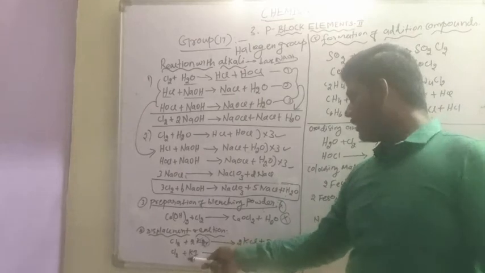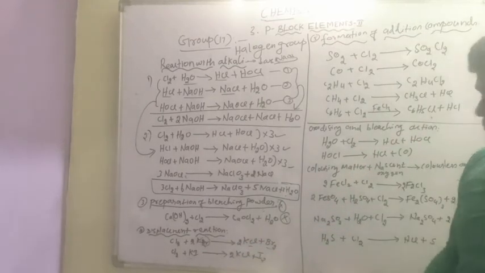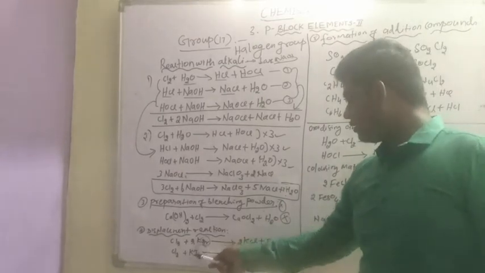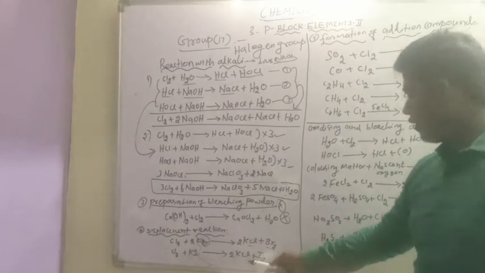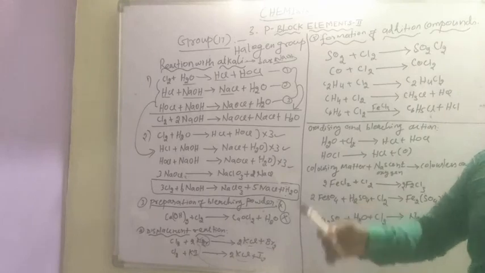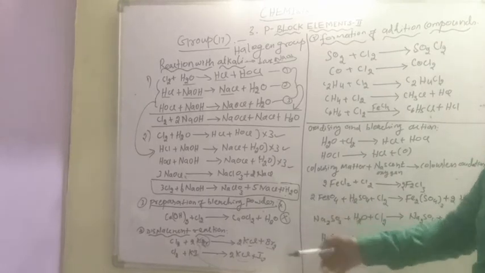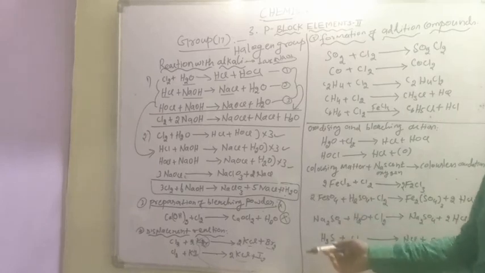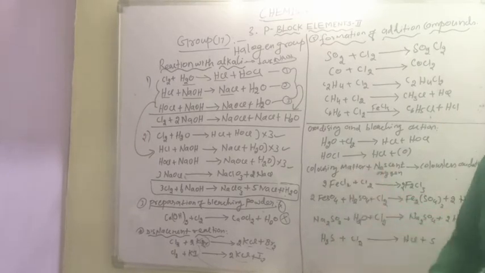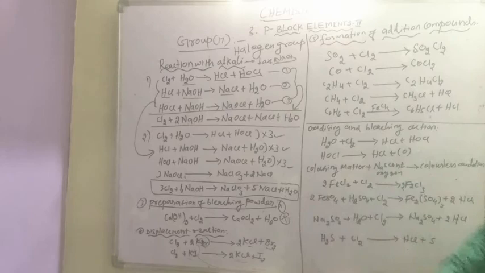Similarly, chlorine reacts with potassium iodide, and iodine is liberated as I2 along with KCl. It is a displacement reaction. So we have produced KCl salt, with bromine and iodine molecules liberated. This is a displacement reaction.